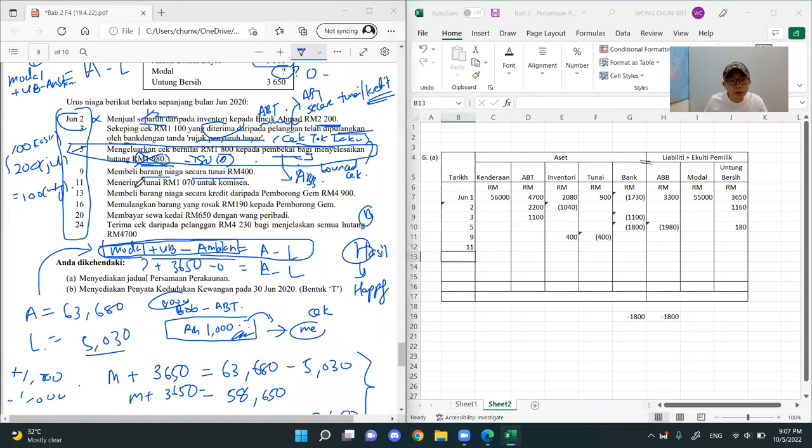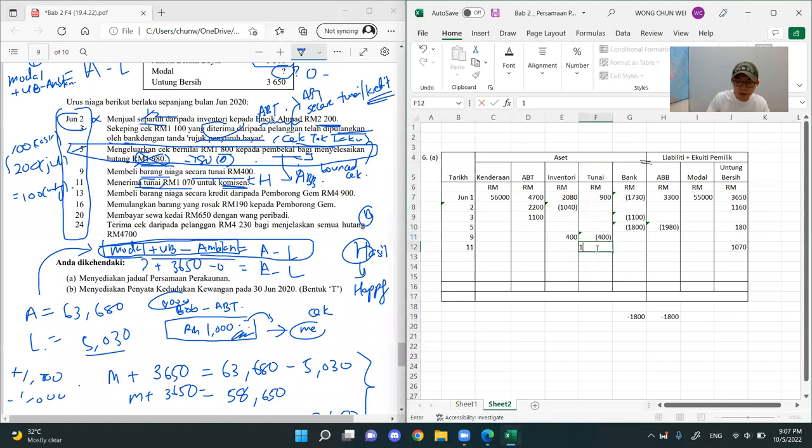Okay, then you go to 11. So 11 ialah menerima tunai 1070 untuk commission. So this commission is a hasil. Alright, so hasil, good lah. Because you terima tunai, you're happy, you hasil. So this 1070, this commission will be in the untung bersih, 1070. Right, and then the other place will be you terima tunai. So your tunai akan bertambah 1070. So you see, ini dan sini sama, meaning imbang. Right, then we move on to 13.